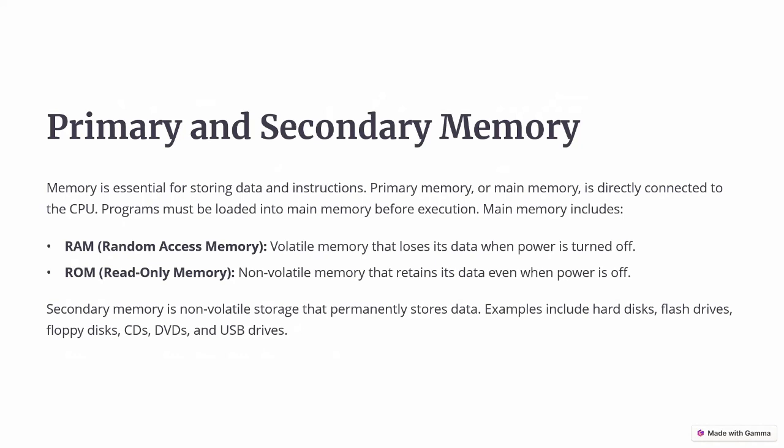ROM is a non-volatile memory. Non-volatile memory retains its data even when power is off. Secondary memory is non-volatile storage that permanently stores data. Examples like hard disk, flash drive, floppy disk, CD, DVDs, and USBs are secondary storage devices.